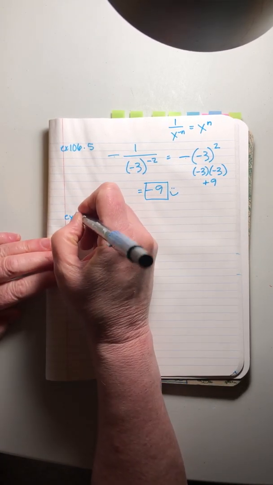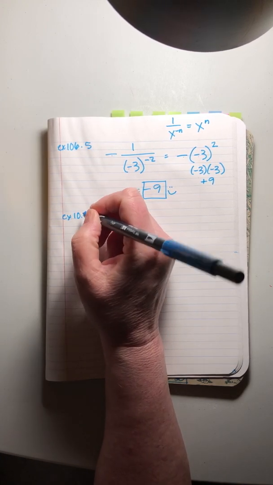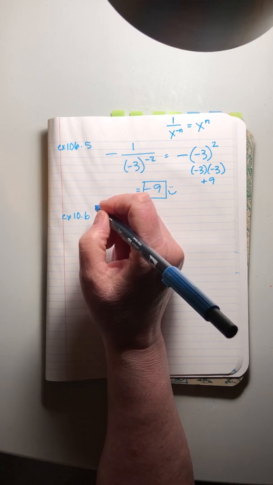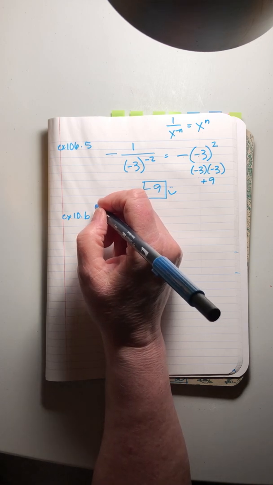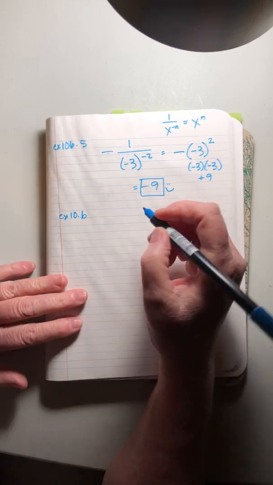Okay, example 106 point. Oh, now on to the next idea before I tell you this one. Here is a very simple rule that I'm going to just tell you. John spends a fair amount of time trying to prove it to you. I don't think you care.